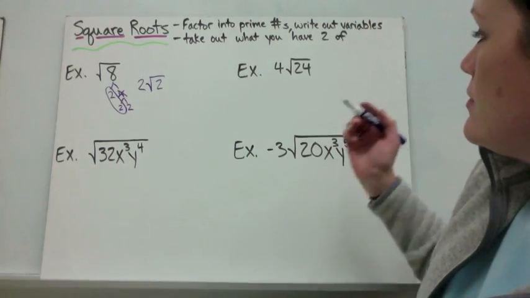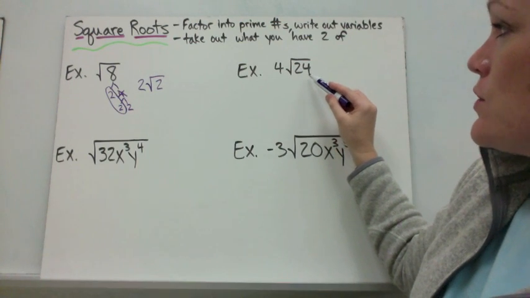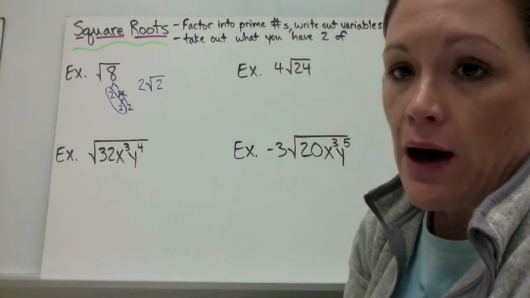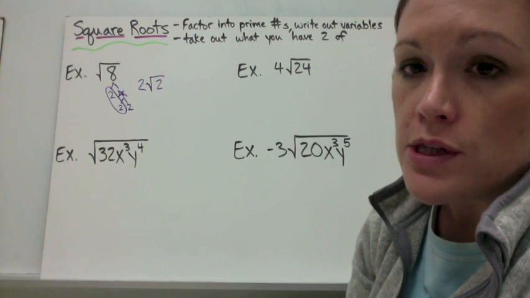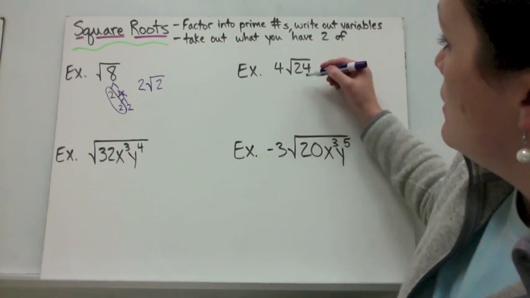Let's look at example 2. I have a 4 out front and the square root of 24. So I'm going to break down the 24, and whatever I take out will multiply with that 4 that's already out front. But in the meantime, I just leave that 4 there.